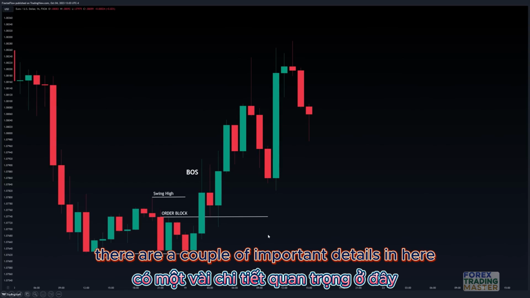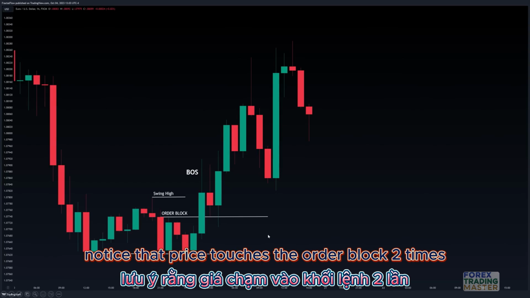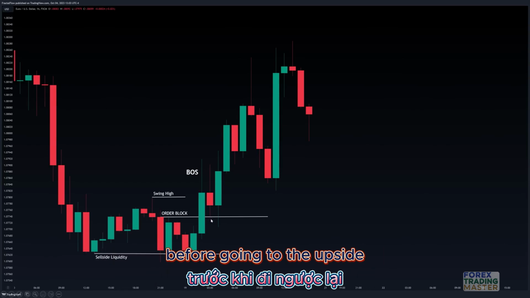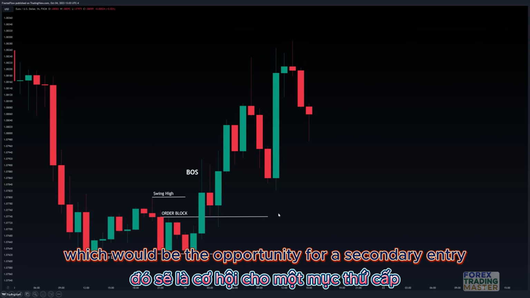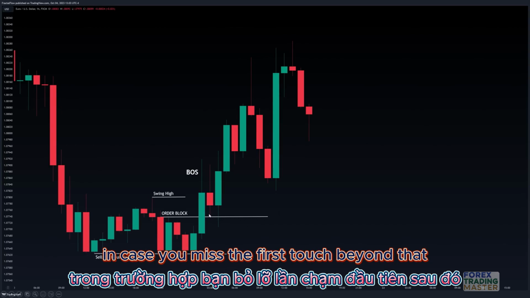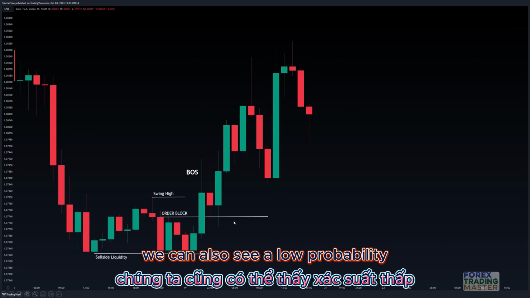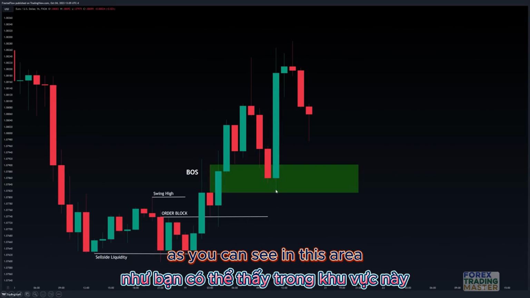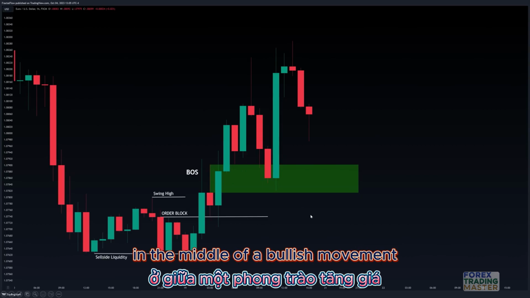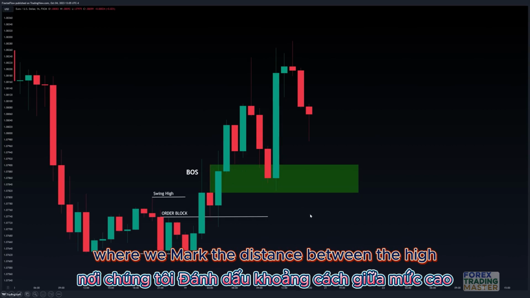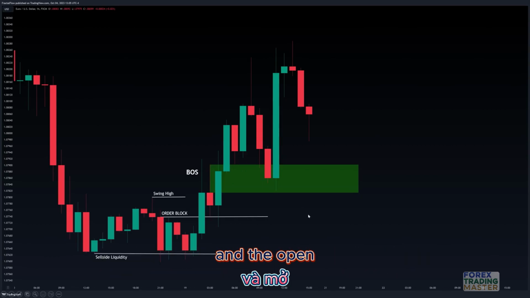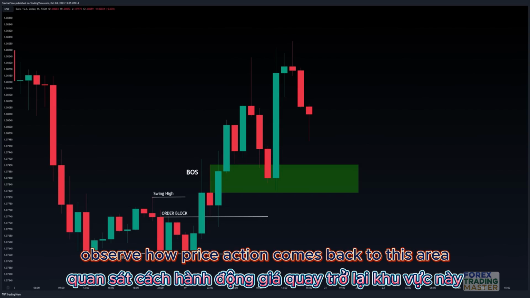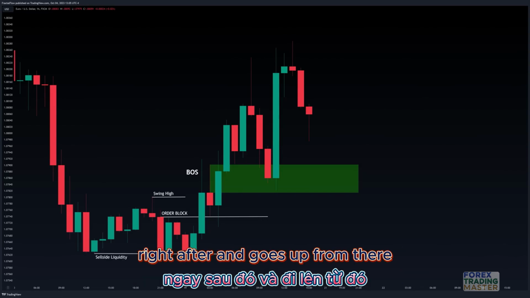There are a couple of important details in here. Notice that price touches the order block two times before going to the upside, which would be the opportunity for a secondary entry, in case you missed the first touch. Beyond that, we can also see a low probability bullish order block working. As you can see in this area, a small-bodied bearish candle in the middle of a bullish movement, where we mark the distance between the high and the open. Observe how price action comes back to this area right after and goes up from there.